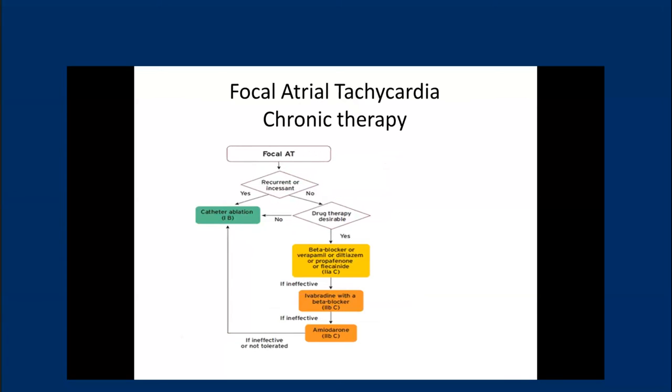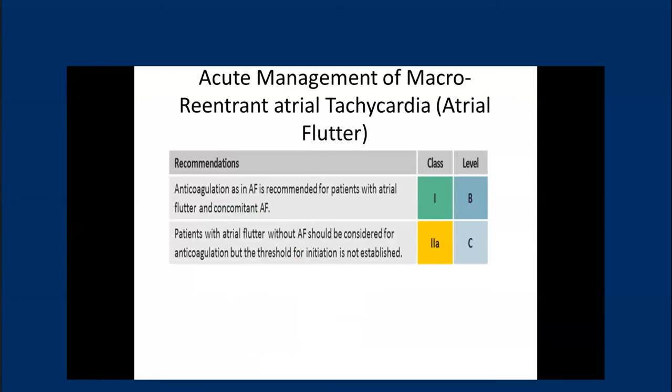And focal atrial tachycardias, as I said, this can be incessant or recurrent and can result in LV dysfunction. So patients with LV dysfunction, because of this incessant tachycardias, ablation is a treatment of choice, because it terminates the arrhythmia and thus the LV function will recover within a few months after the ablation. But if it's not recurrent or if we do not have the option for catheter ablation, then we can try drug therapy, which includes beta blockers or CCBs and other drugs as well.